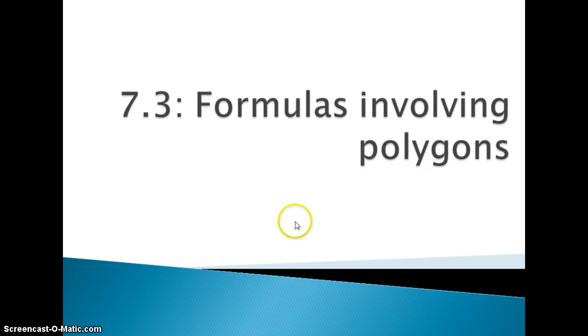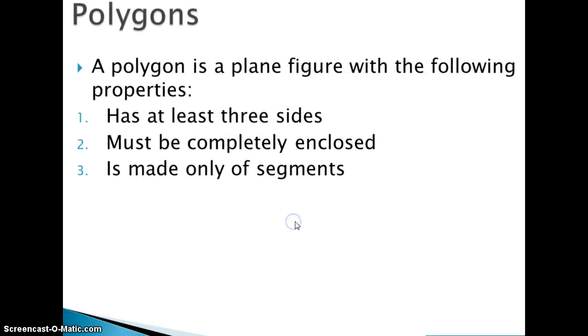Welcome to section 7.3. Today we're looking at formulas involving polygons, and we're going to review a little bit on what a polygon is. We'll also talk about how to name polygons before we get into applying the formulas. So a polygon is a plane figure that has the following properties, and all three of these things must hold true. It has to have at least three sides, must be completely enclosed, and can only be made of segments.